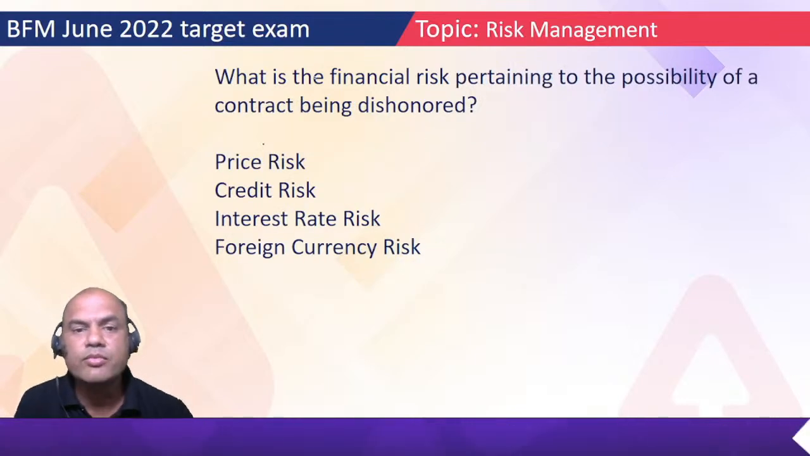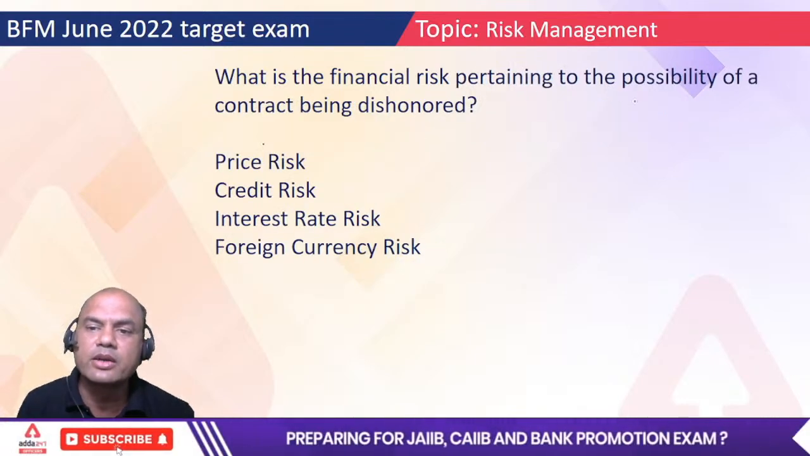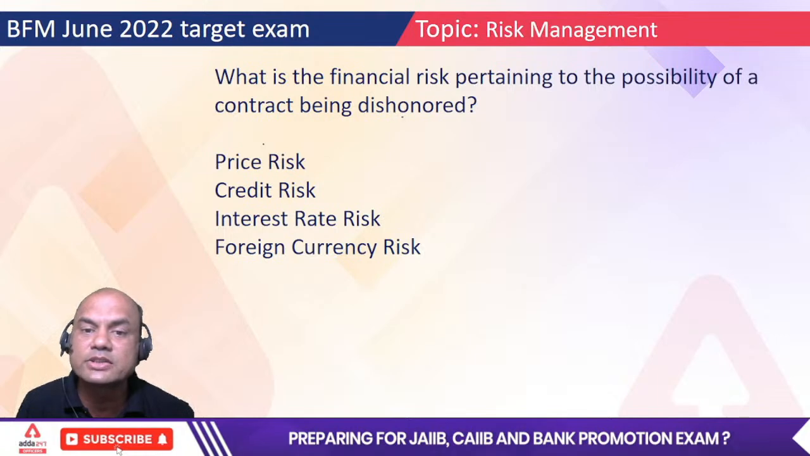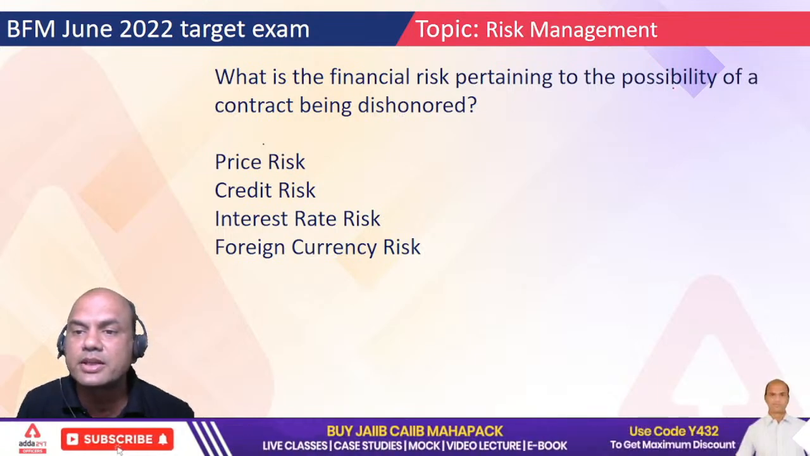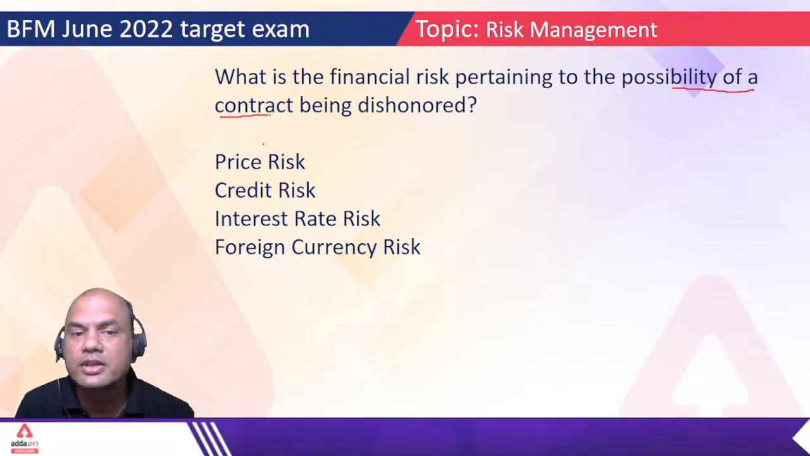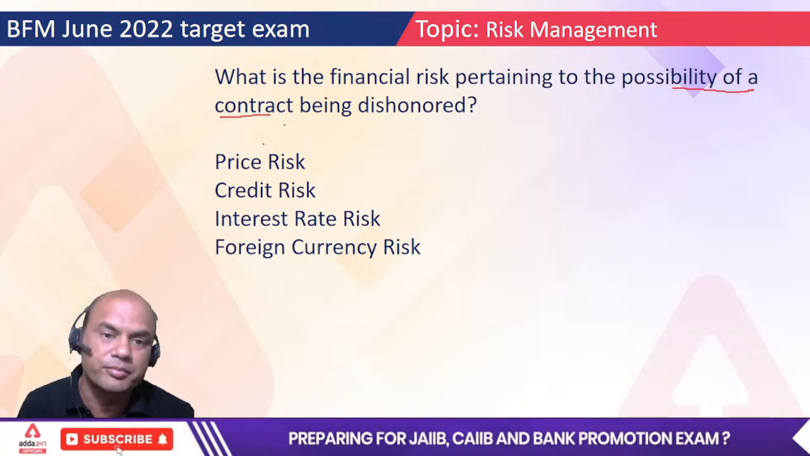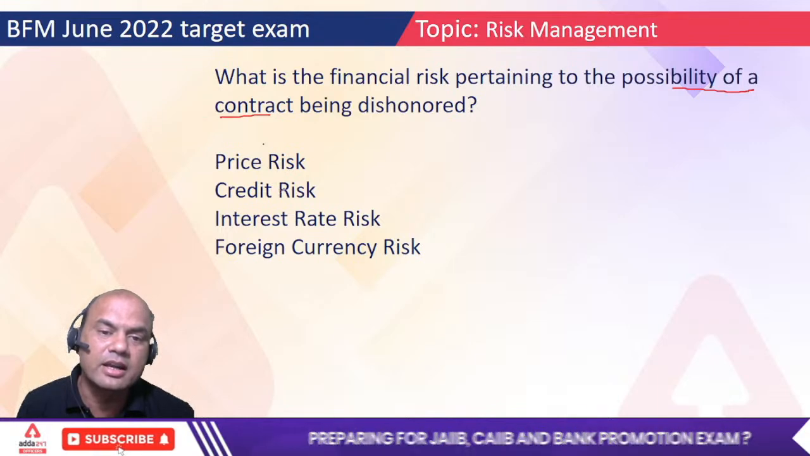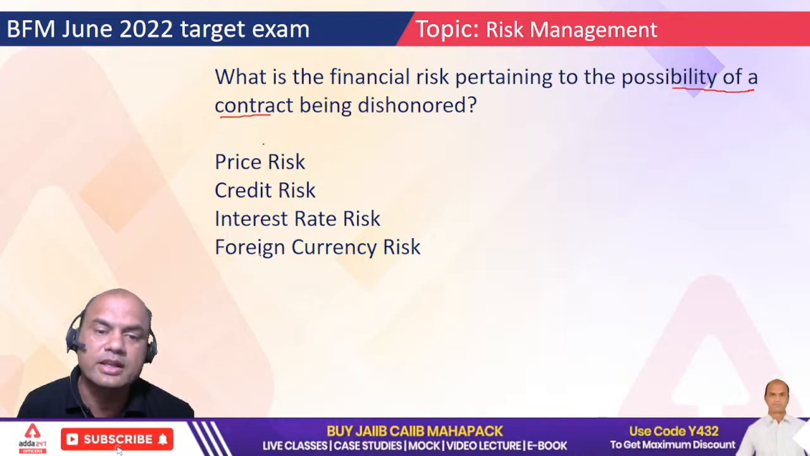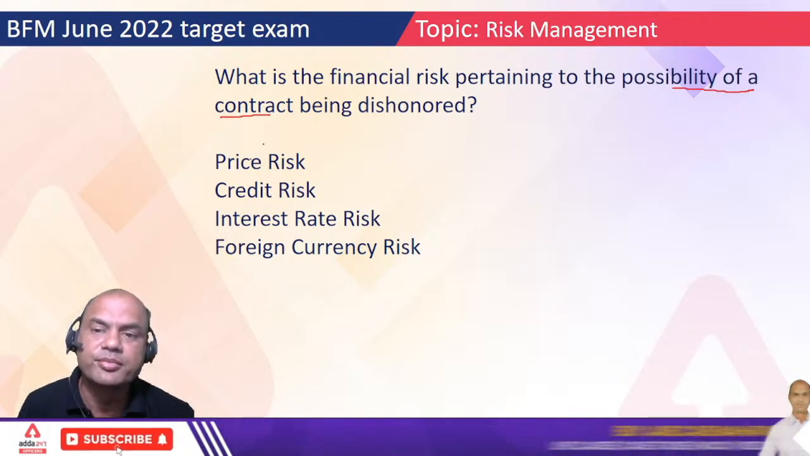Next, what is the financial risk pertaining to the possibility of a contract being dishonored? Contract being dishonored means I have entered into a contract and then it is dishonored. Now this is a very typical problem. Price risk, credit risk, interest rate risk, foreign currency risk. A, B, C, D, which one?